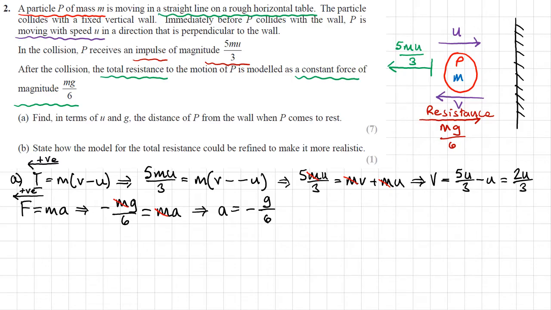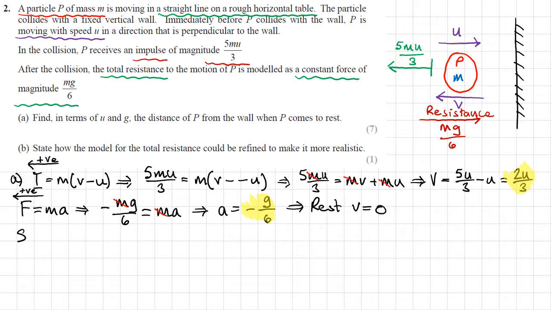Right, so I have an initial velocity u, I have an acceleration, and I know that the final velocity when it comes to rest means that I'm going to be taking v equal to 0.